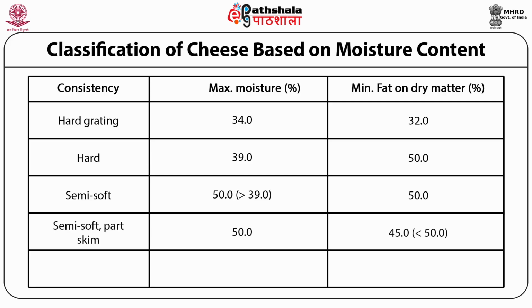For a semi-soft but made from part skim, that means you have reduced the fat content of the milk used for cheese making, you have standardized it, in that case the maximum moisture should be 50, whereas the minimum fat on dry matter should be 45. And the last one is a soft variety, wherein the moisture may vary up to even 60-65%, and the minimum fat on dry matter should preferably be around 50%.